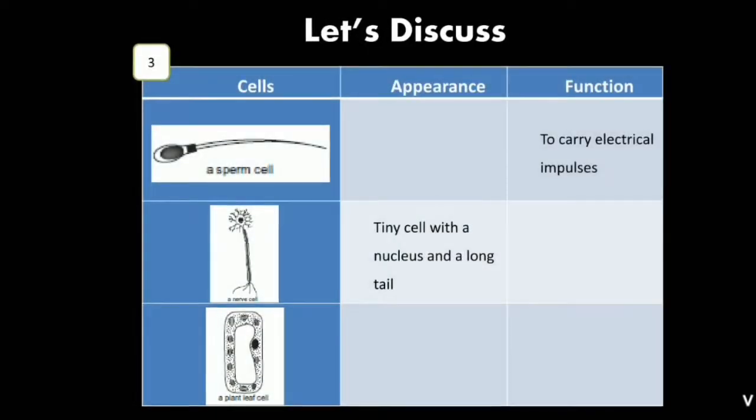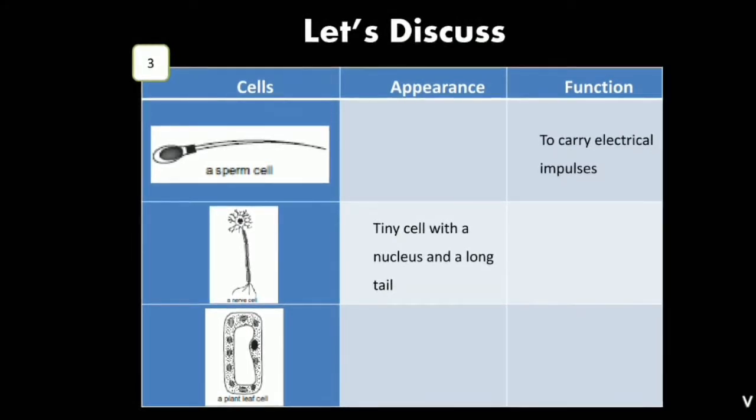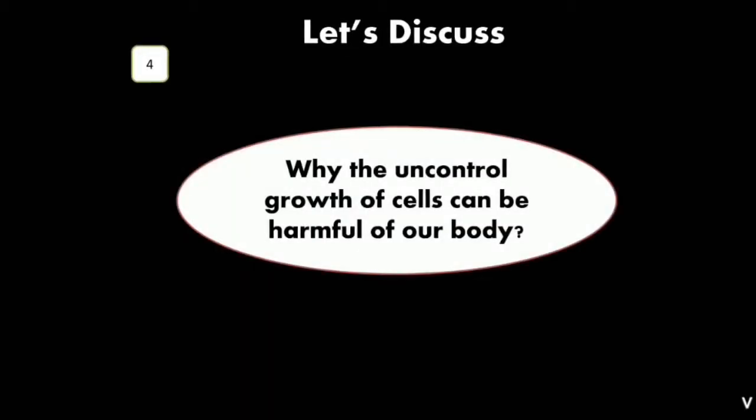The third is, there are some pictures of cells. Please write the appearance and the function of a sperm cell, a nerve cell, and a plant leaf cell. And the fourth question, why can the uncontrolled growth of cells be harmful for our body?